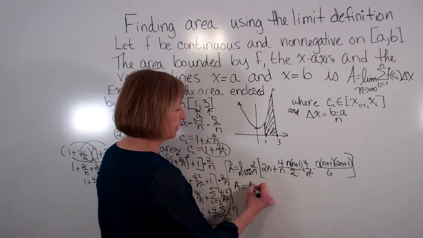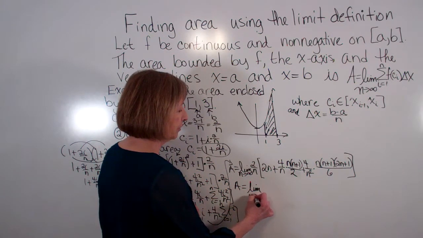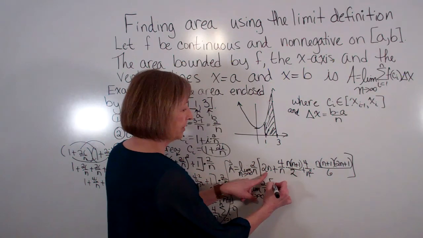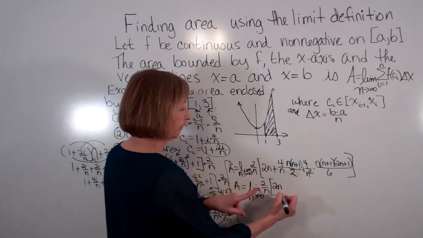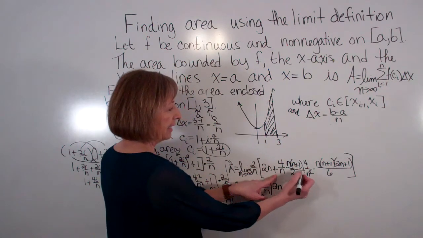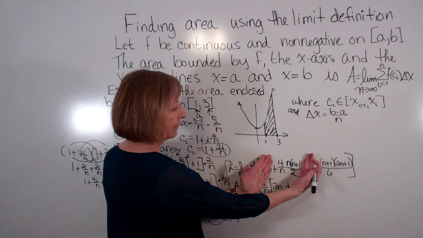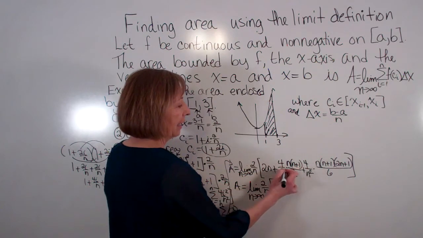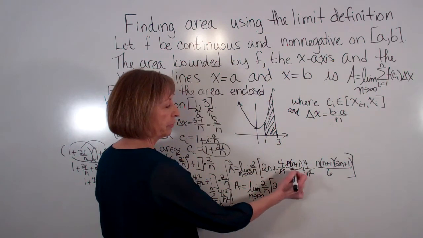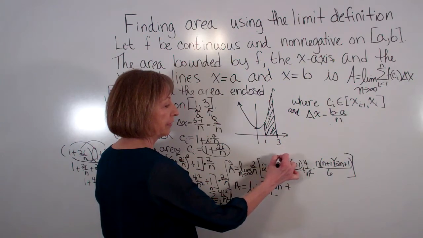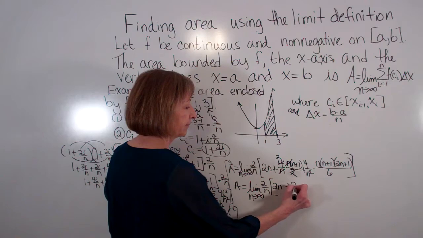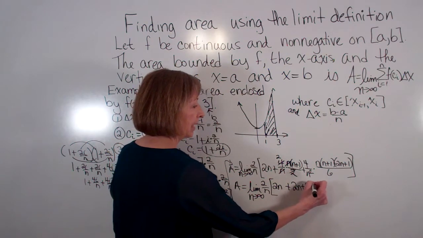So area is equal to the limit as n approaches infinity of 2 over n times, well, this is just 2n, and then plus, in this term, I have a common factor of n that removes and a common factor of 2 that removes. So the common factors of n will remove, common factors of 2 will remove, and I'll have 2n plus 2.